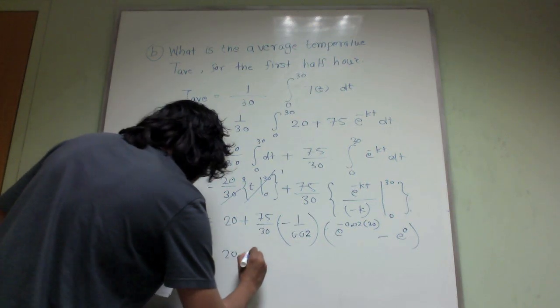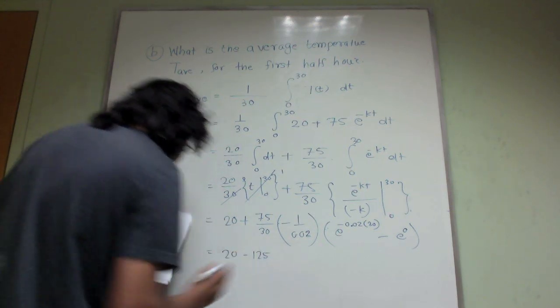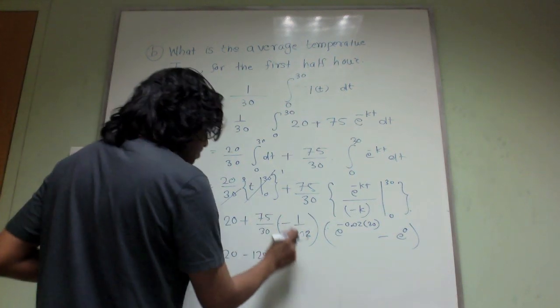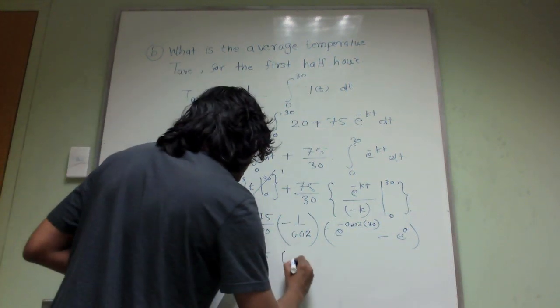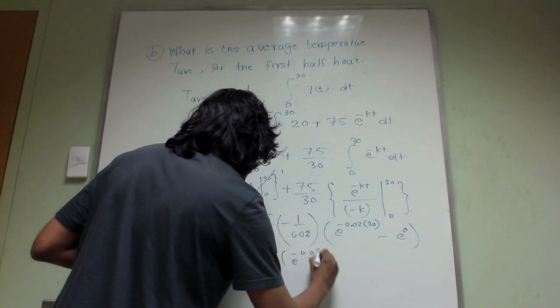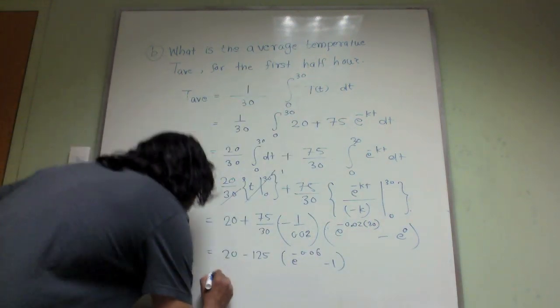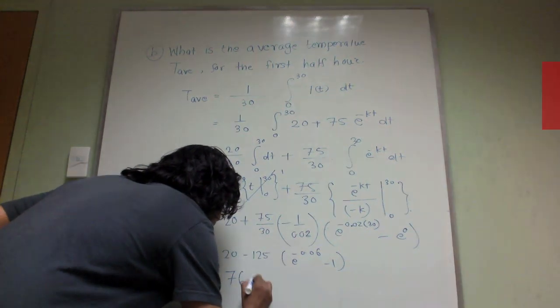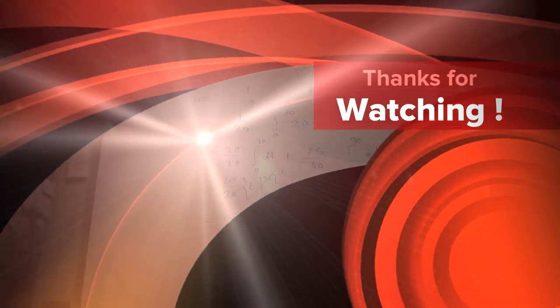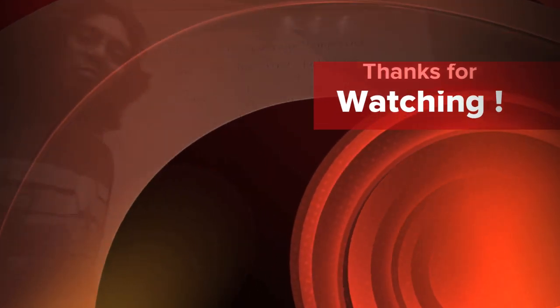And I got something like this. This is 20 minus 125, so the minus comes here, times e to the power minus 0.6 minus 1, and if you calculate, it comes out to be 76.39 degrees Celsius, which is warm enough coffee for you to drink.